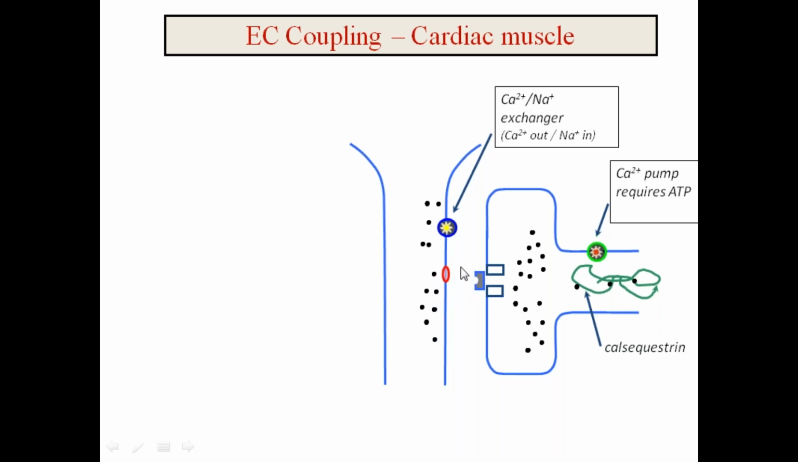Now this calcium will go and bind with the ryanodine receptor which is present in the terminal cisternae. Because of binding of this calcium with the ryanodine receptor, this ryanodine receptor will open. And when this ryanodine receptor opens, the calcium which is present in the terminal cisternae of the sarcoplasmic reticulum will come out. And this calcium will cause contraction.